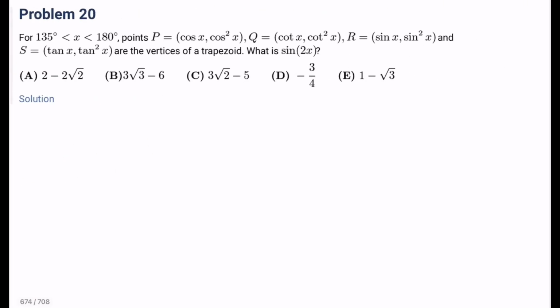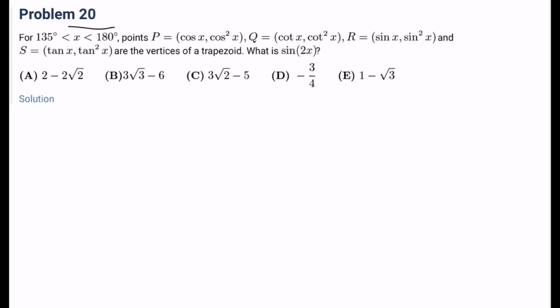It's B. Number 20, for x between 135 and 180, points P is cosine x, cosine squared x, Q is cotangent x, cotangent squared x, R is sine, sine squared, and S is tangent, tangent squared. And they are the vertices of a trapezoid. What is sine of 2x?